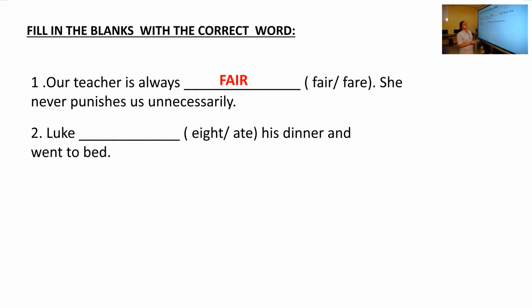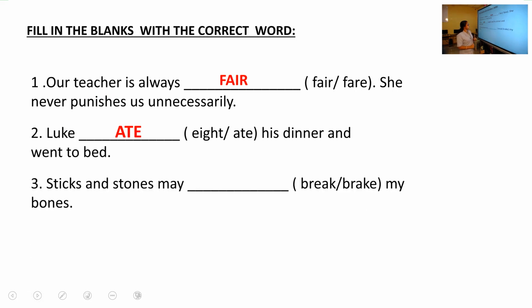Now look at your next question. Luke dash, in bracket you have two words, eight and ate, his dinner and went to bed. Both the words are pronounced in the same way. The spellings are different, the meanings are different, but pronunciation is the same. Now I know you are familiar with the meanings of both the words. I don't have to explain it, isn't it? Eight is the number, ate is the past tense of eat. So Luke dash his dinner. What will come here? Yes, very good. A-T-E. Ate his dinner.